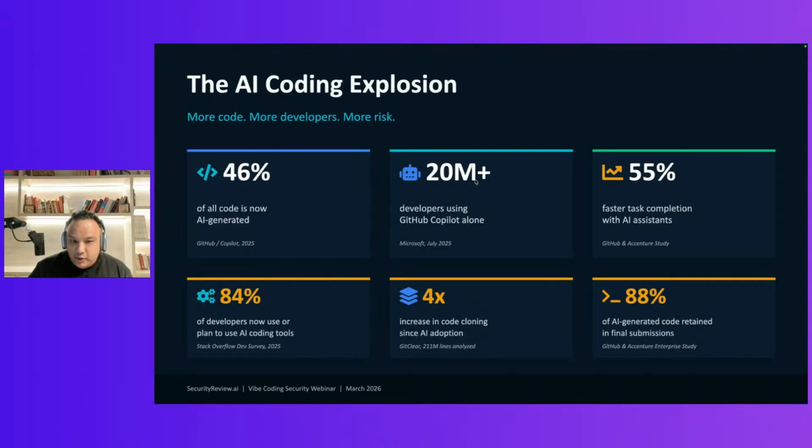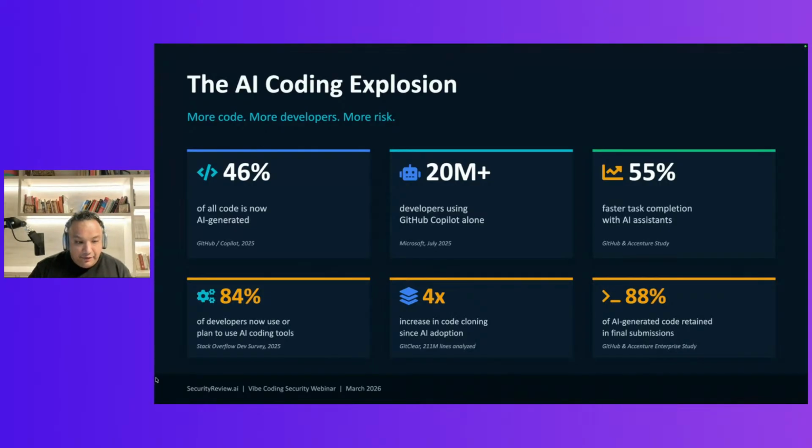20 million plus developers are using GitHub Copilot alone, as per Microsoft. Now, remember, this does not include Claude Code and Cursor and all of these other open code harnesses that allow developers to write code with different models and so on.